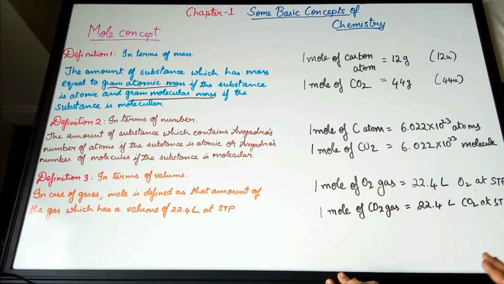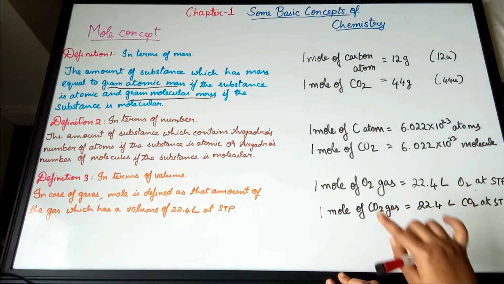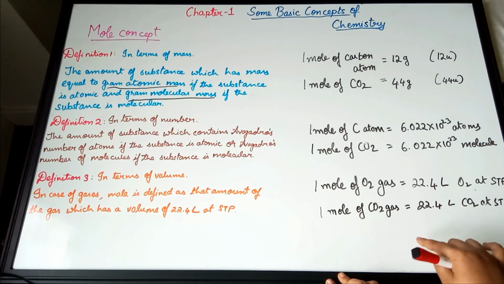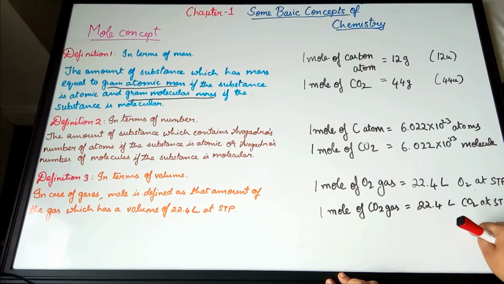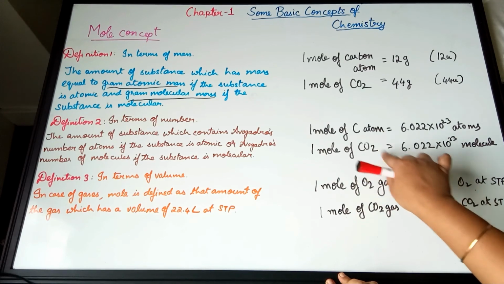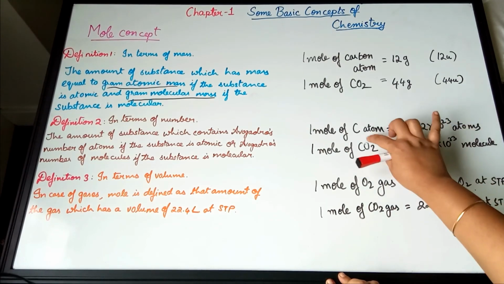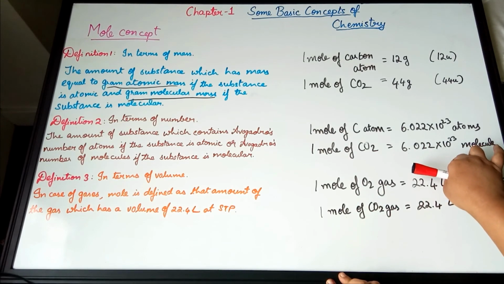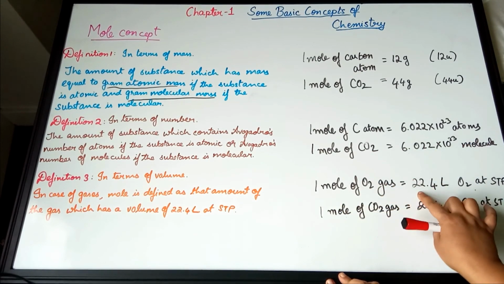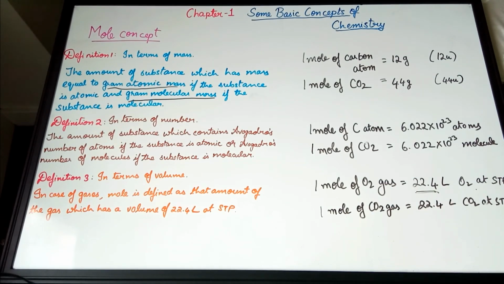I would like to do that once more. In terms of mass, 1 mole of that particular atom or element will be equal to the gram atomic mass if it's an atom, and the gram molecular mass if it's a molecule. And if we're talking about number, 1 mole of carbon atoms will have 6.022 into 10 to the power 23 atoms because it's an atom, and if it's a molecule it will have Avogadro's number of molecules. At STP, that is standard temperature and pressure, 1 mole of oxygen gas will have 22.4 liters. This is very important: 22.4 liters of oxygen at STP.